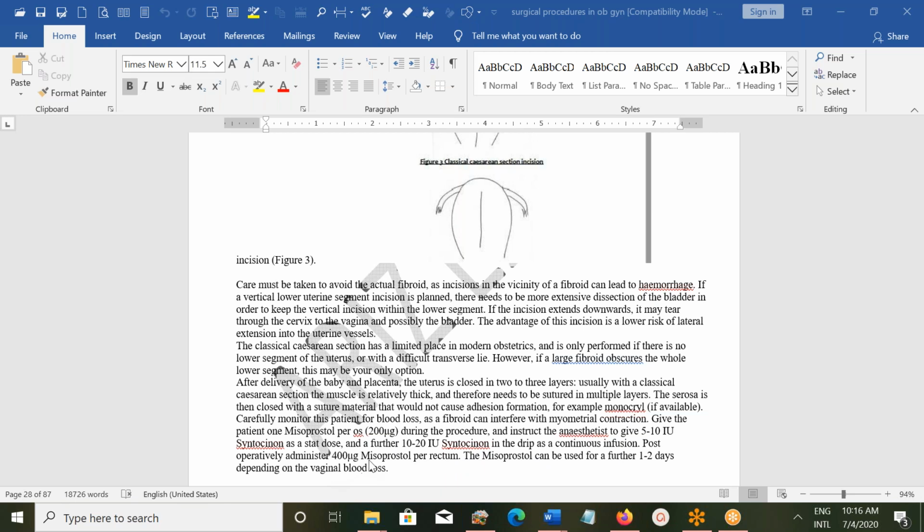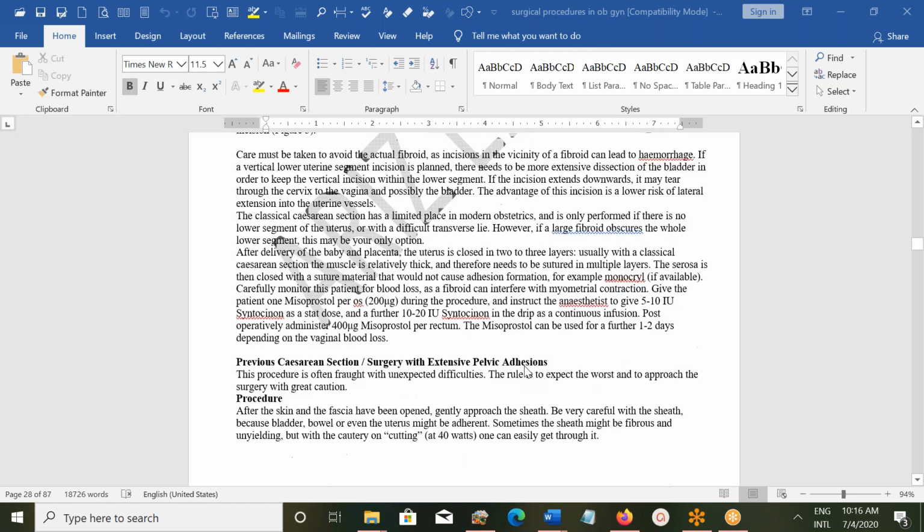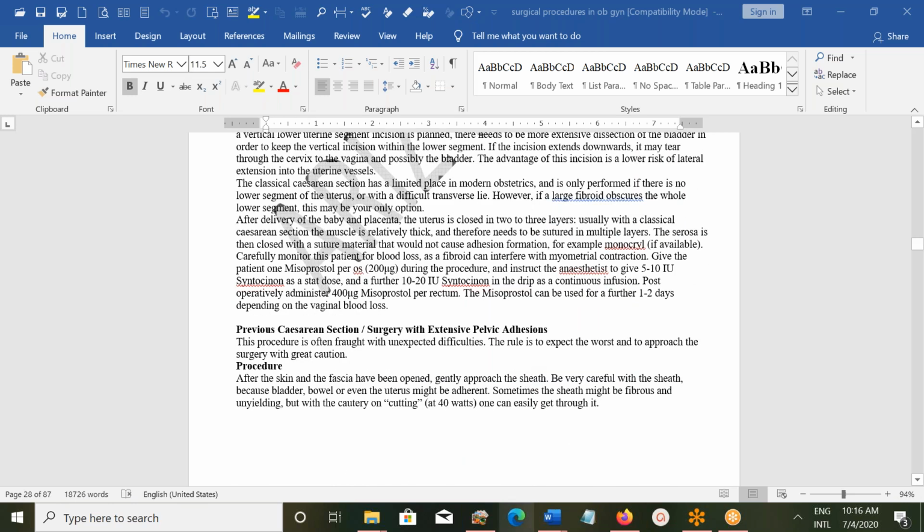Post-operative administration of 400 micrograms of misoprostol is also possible. And if you are still thinking that the uterus is not properly contracted, then you can give another dose. For a further 1 to 2 doses, you can use the misoprostol, and it depends on the amount of vaginal blood loss. So that is all you need to know if your patient has a fibroid uterus.